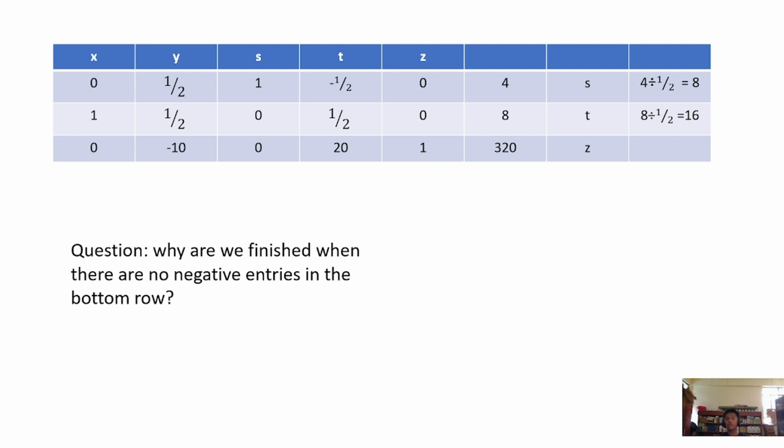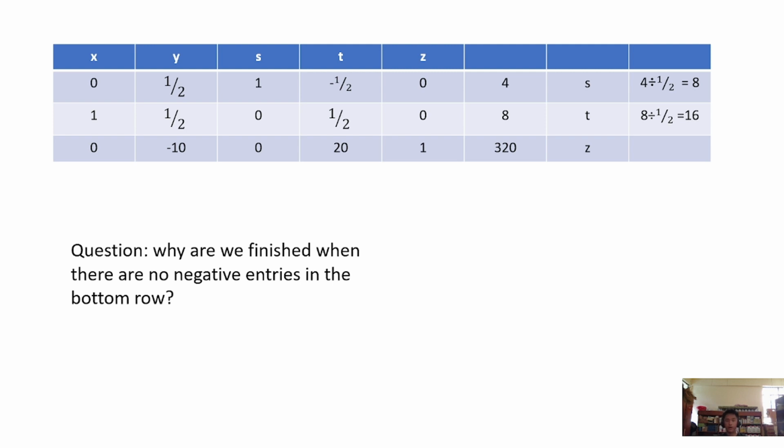My answer is that the bottom row corresponds to the equation 0x plus 0y plus 20s plus 10t plus z equals 400, or z equals 400 minus 20s minus 10t. Since all variables are non-negative, the highest value z can ever achieve is 400, and that will happen only when s and t are 0.